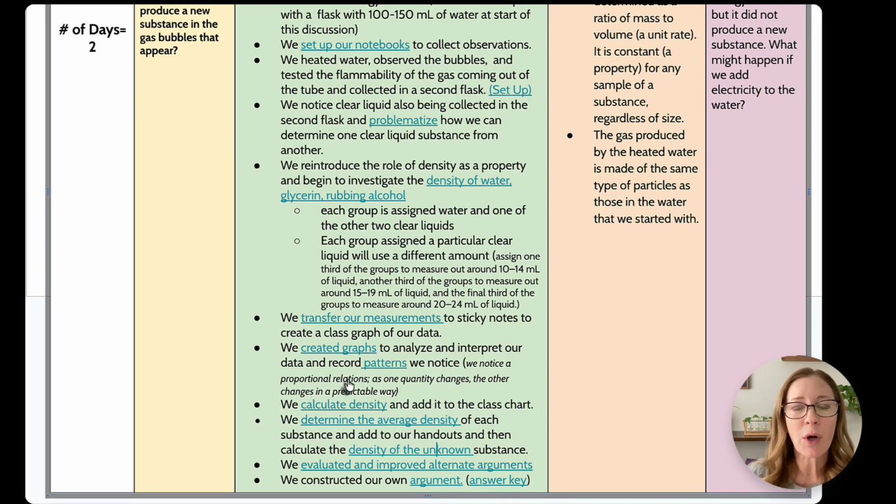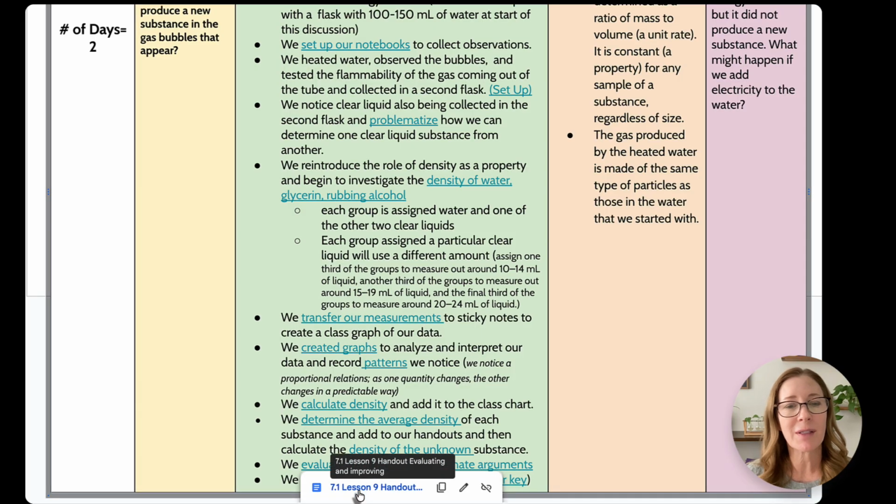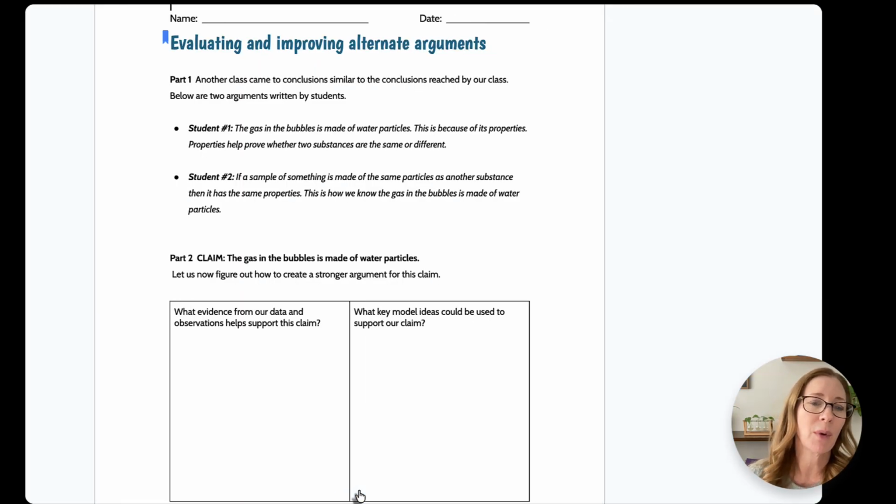Okay, now we're going to write a claim, evidence, reasoning. No matter how you've developed this in your class, use your strategy. You can do a CER format. We have a poster that we already used from lesson 2 because we've been developing this practice along the way. And so students are going to first evaluate and improve alternate arguments. Here's a handout. So we've got part 1, there are 2 students that came up with 2 arguments. And one is that the gas in the bubbles is made of water particles. This is because the properties help prove whether 2 substances are the same or different.